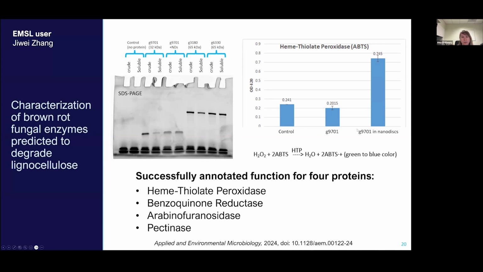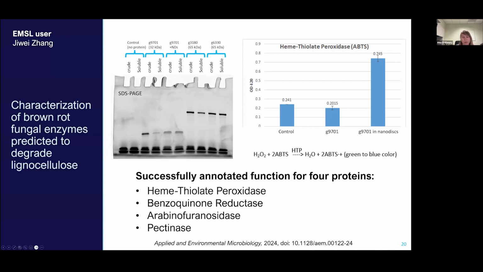Using this approach, we successfully characterized four key enzymes in the reactive oxygen species pathway. And the results of this work were published last week in the Applied and Environmental Microbiology journal. So we're quite excited about this result.